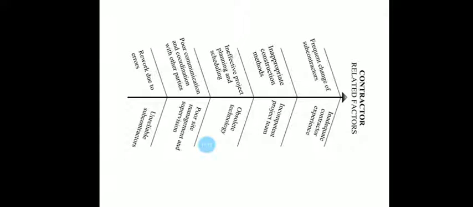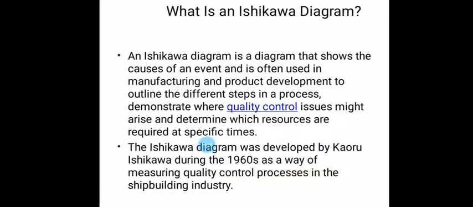Frequent change of subcontractors is another cause, because the subcontractor may not supply good quality products and may not complete the work properly. Another thing is inadequate contractor experience. Then, what is an Ishikawa diagram?